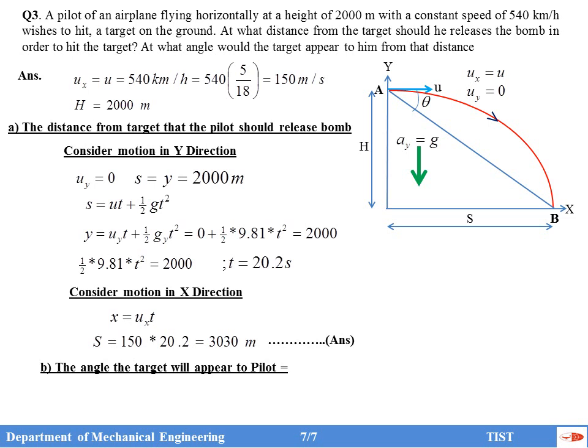Okay, it is not the theta we used in the derivation, it is simply another theta. That theta is the same as the theta here also, right? Complementary theta. So how will you find out theta? Theta is very simple. Tan theta is equal to h by s. h you know, s you already found out, right? So tan theta is h by s. h is 2000, s is 3030. So theta is tan inverse of that value, which is 33.4 degrees.